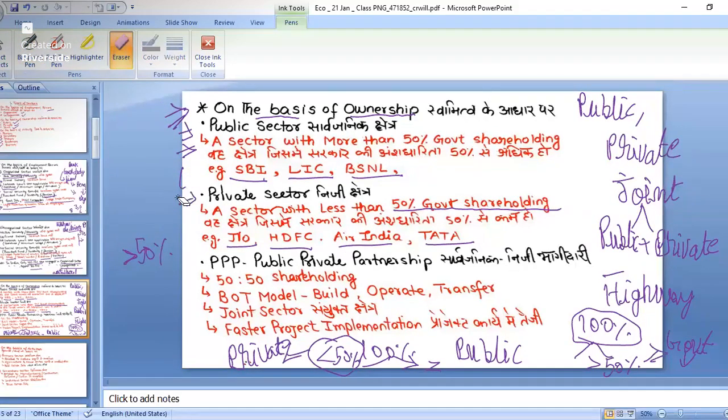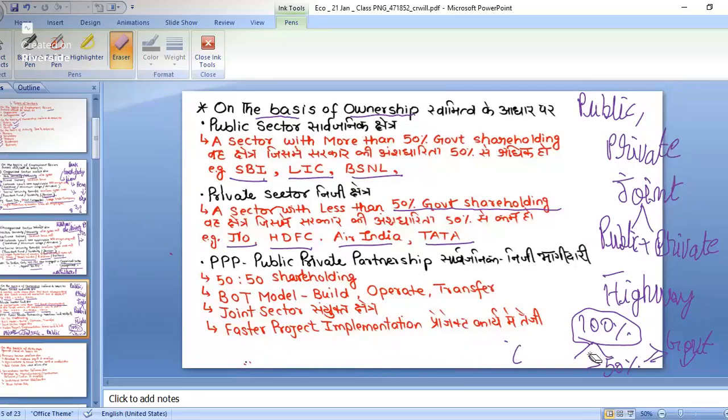Now we have another sector, that is what? Public-private partnership sector, or we also call it the joint sector. We saw that in this we'll have both combinations. There will be a role of both private and public. So that particular sector is known as the public-private partnership sector or the joint sector.